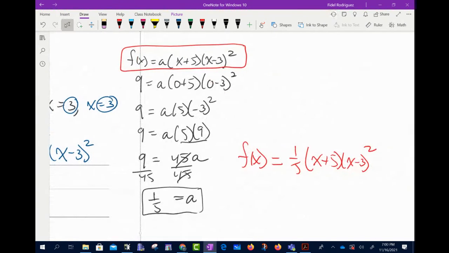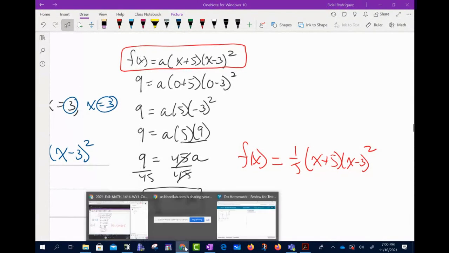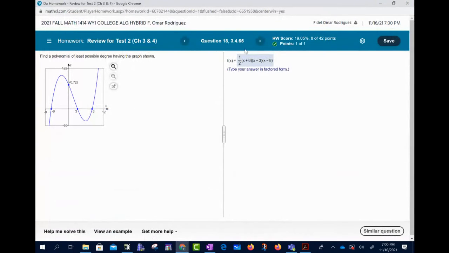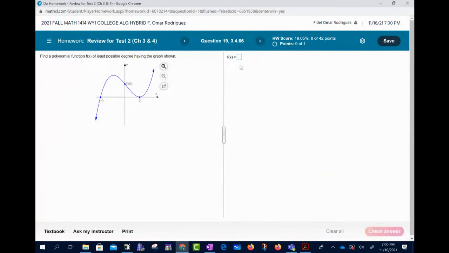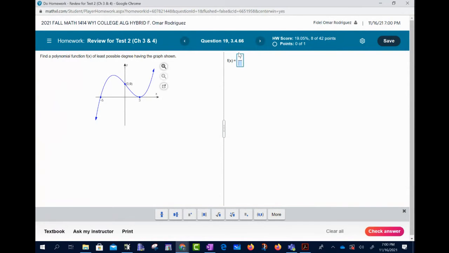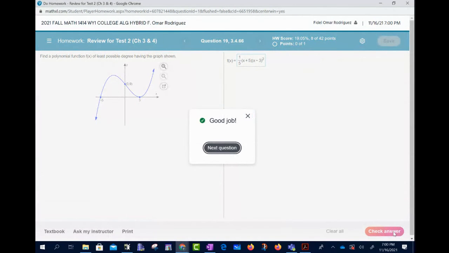So again, look, here's my answer, 1/5 times (x plus 5) and then (x minus 3), squared. So if I go to the next problem here, and I type in 1/5 times (x plus 5) and then (x minus 3), all of that being squared. There we go, and I check it, and we got it, you know.